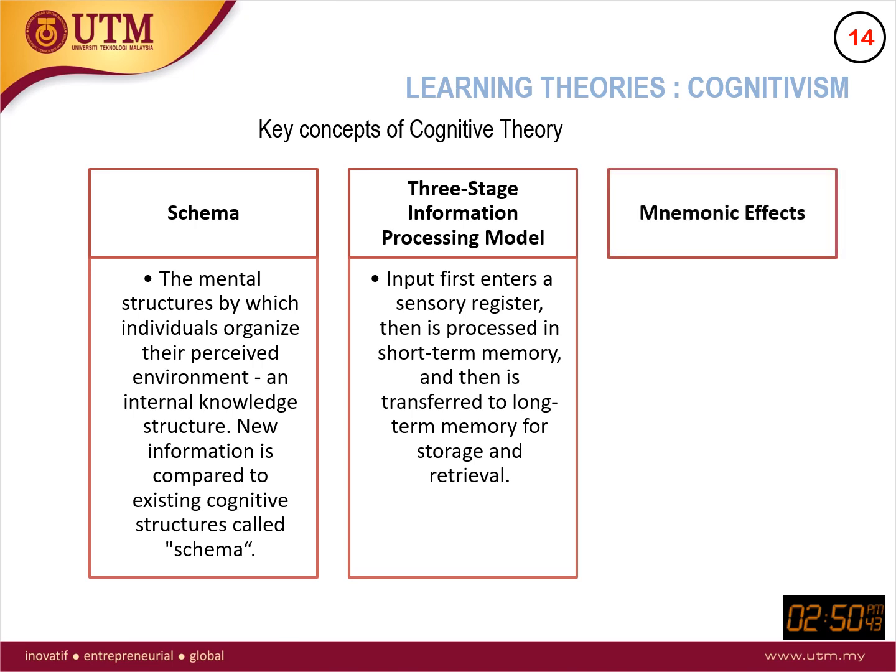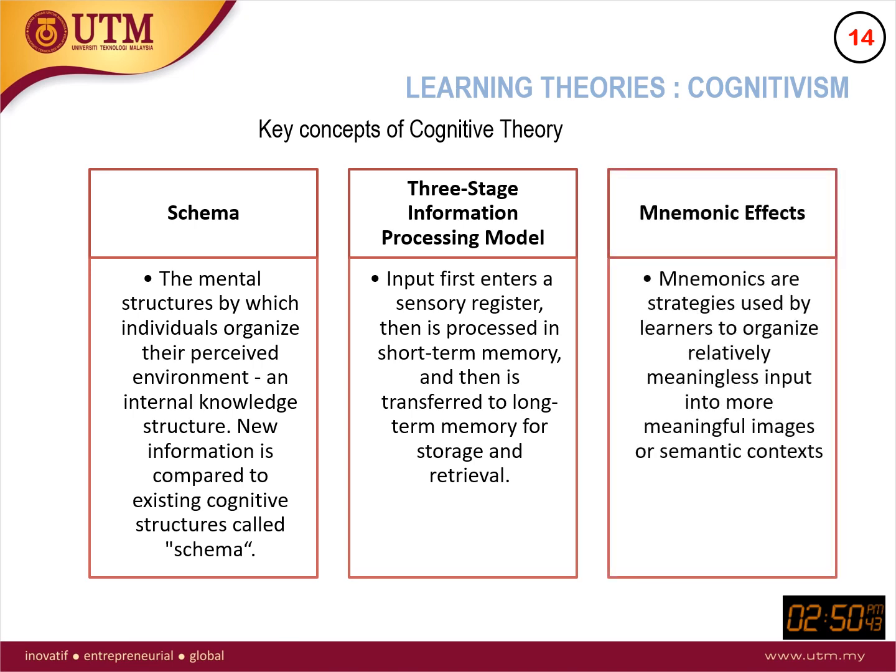And then we have what is called mnemonic effects. What we mean by that is strategies used by learners to organize relatively meaningless input into more meaningful images or semantic context. For example, the order of operations in mathematics can be remembered by using mnemonic effects. And those are the three concepts that we need to consider about the cognitive theory.